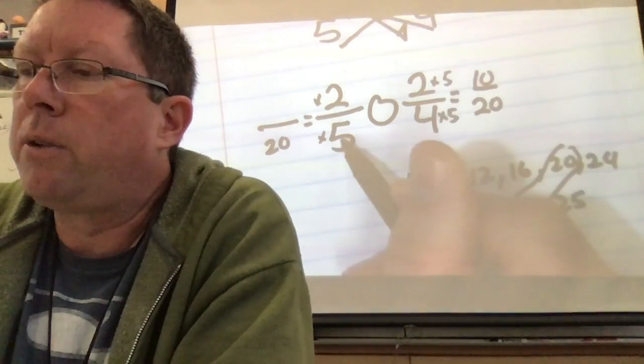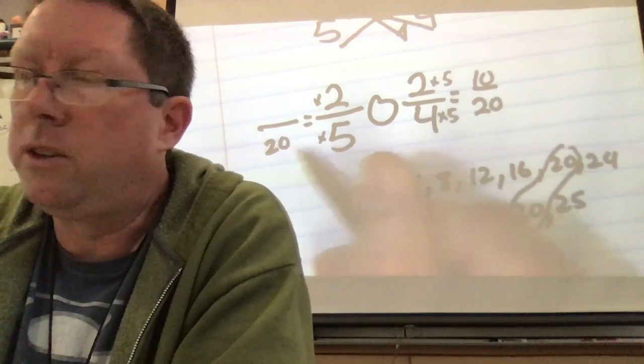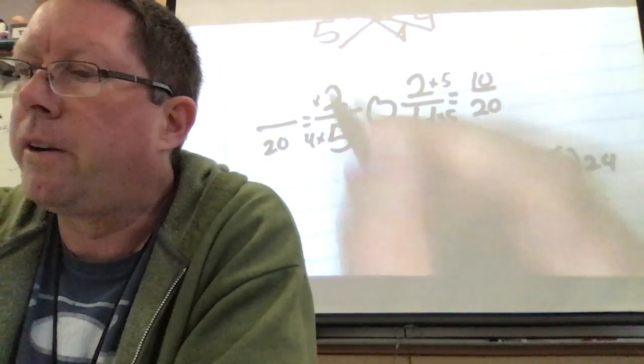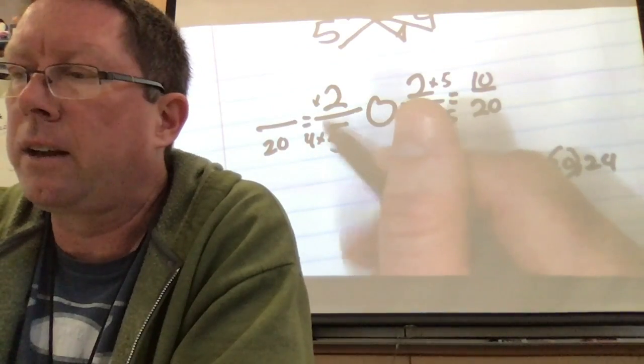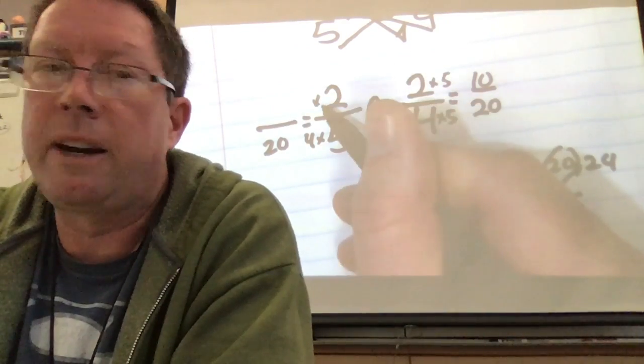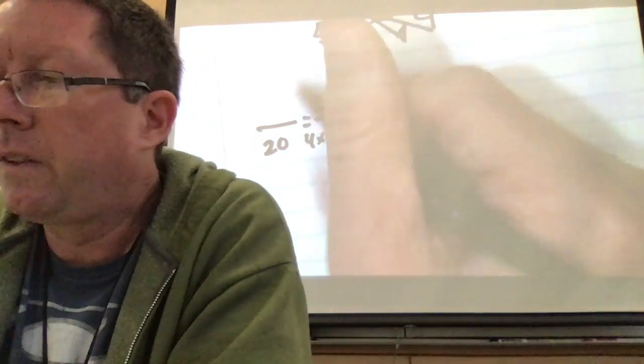Do the same thing to the side. Well, how do I change 5 into a 20? You times it by 4. What do I do to the top? You have to use the same number, you do the same thing. So if I times the bottom by 4, you got to times the top by 4. So 2 times 4 is 8.